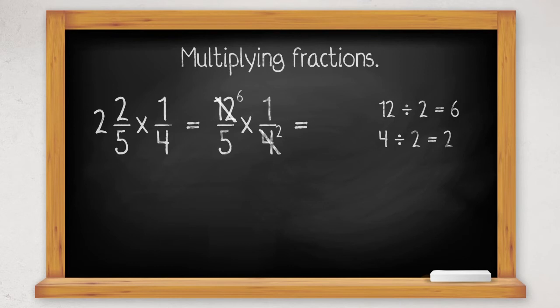We can look again to see if any numbers will cancel down. The 6 and the 2 are both even numbers, so I can divide by 2 again. 6 divided by 2 is 3, and 2 divided by 2 is 1. Looking again, the 5 won't cancel with the 3, and 1 doesn't cancel down with any numbers. So I now multiply the top numbers, 3 times 1 is 3, and I multiply the bottom numbers, 5 times 1 is 5, so again the answer is 3/5.